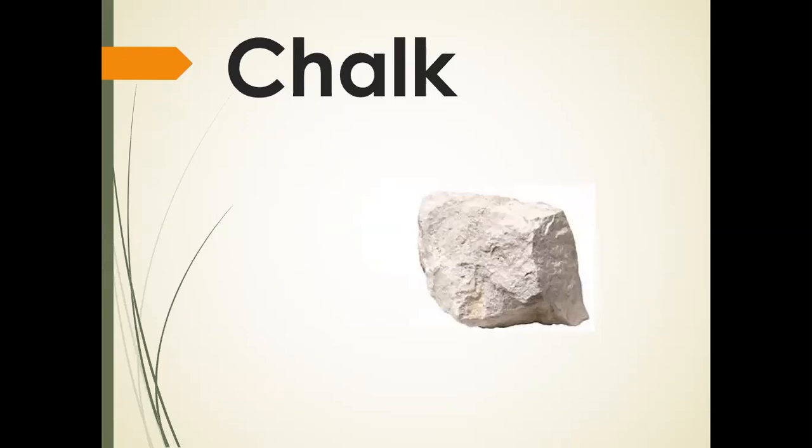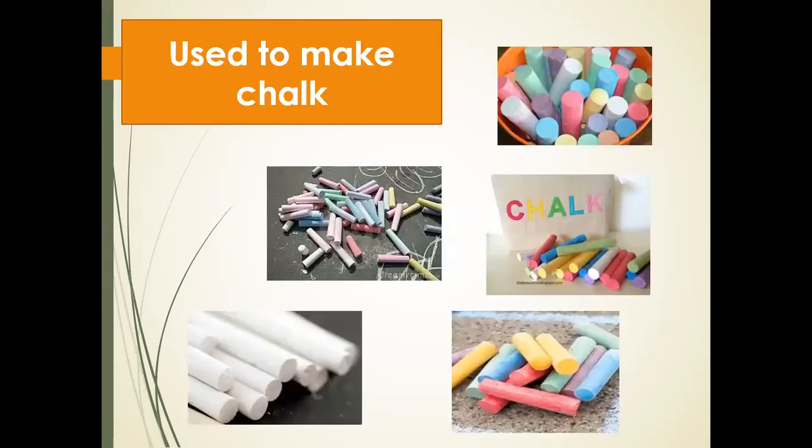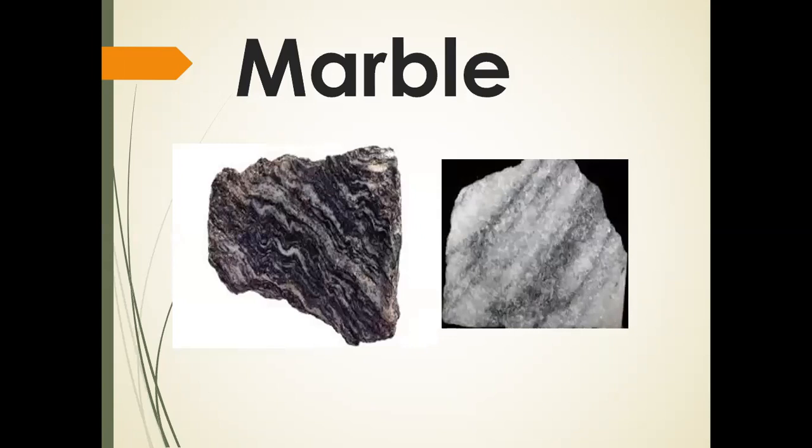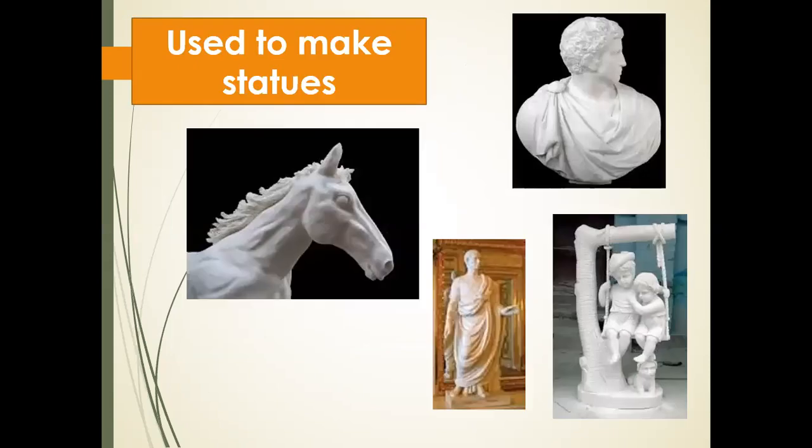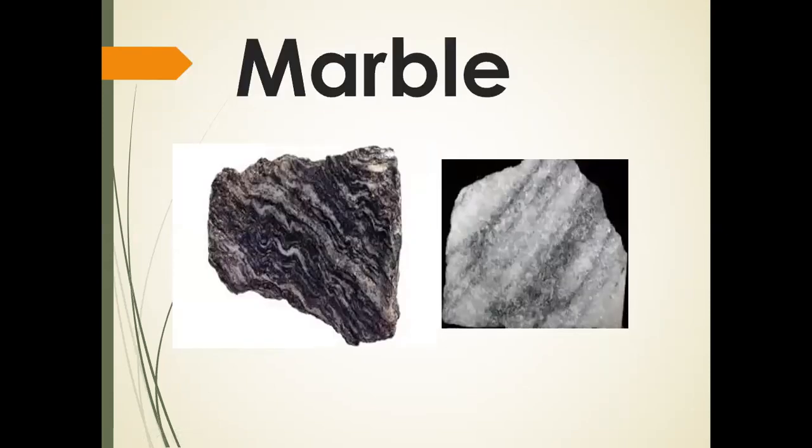Even if you didn't see the chalk rock with your eyes, you see what it is used to make. It is used to make the chalk, either the white chalk or the colored chalk. The second example of rock is the marble. What is the marble? What is it used for? It's used to make statues. Of course, we all saw statues. What are the statues made from? They are made of the marble rock.